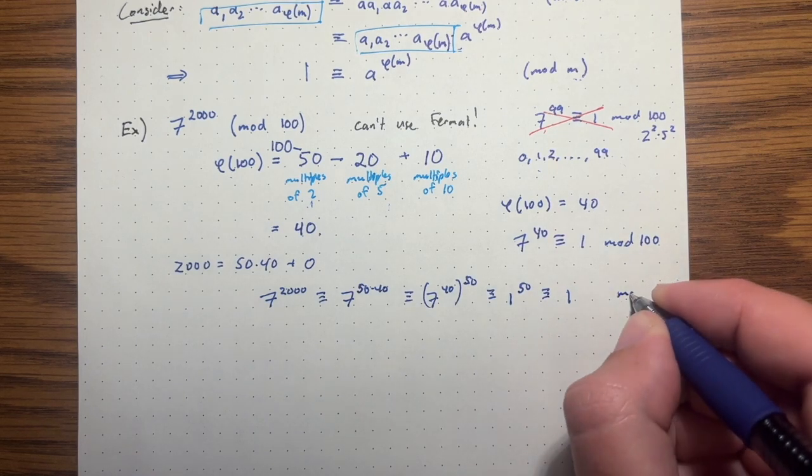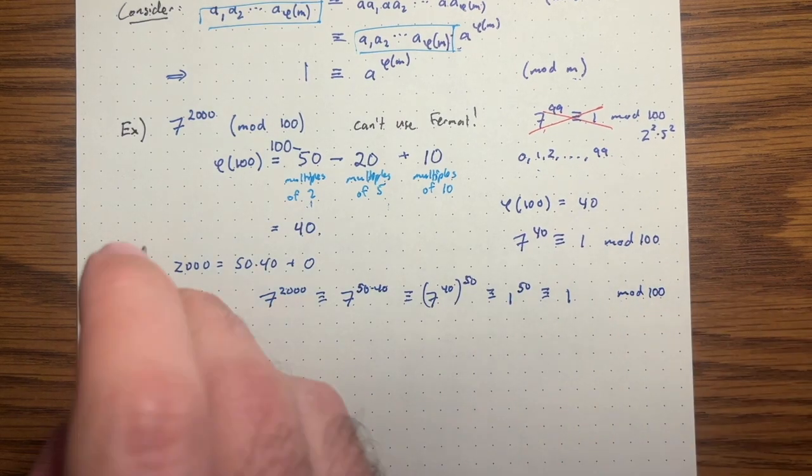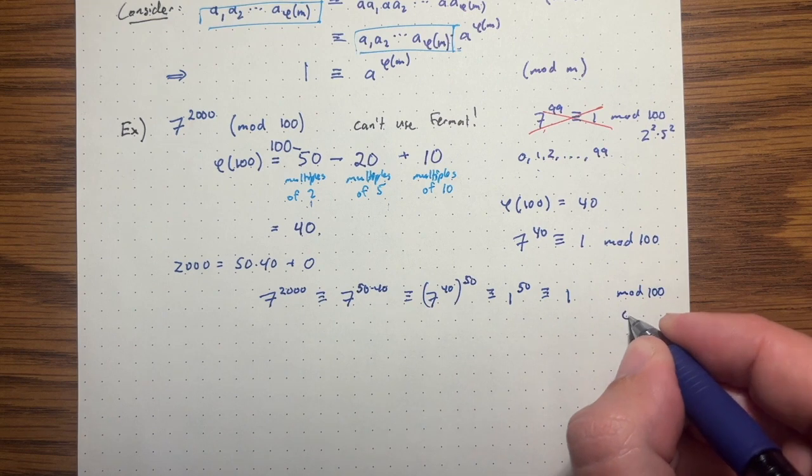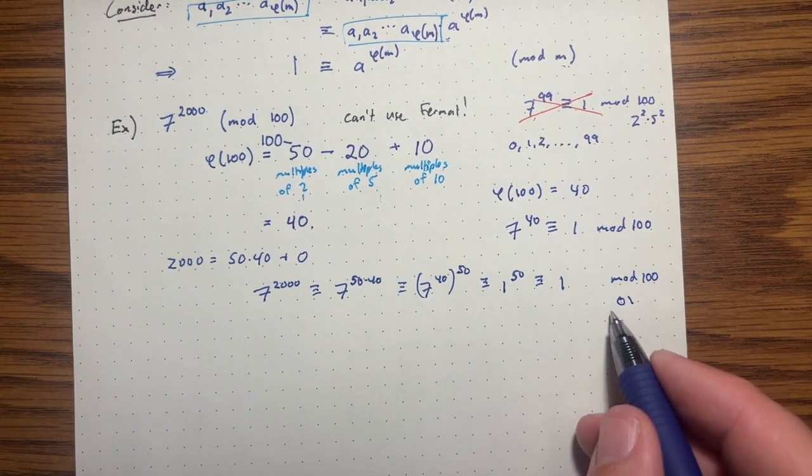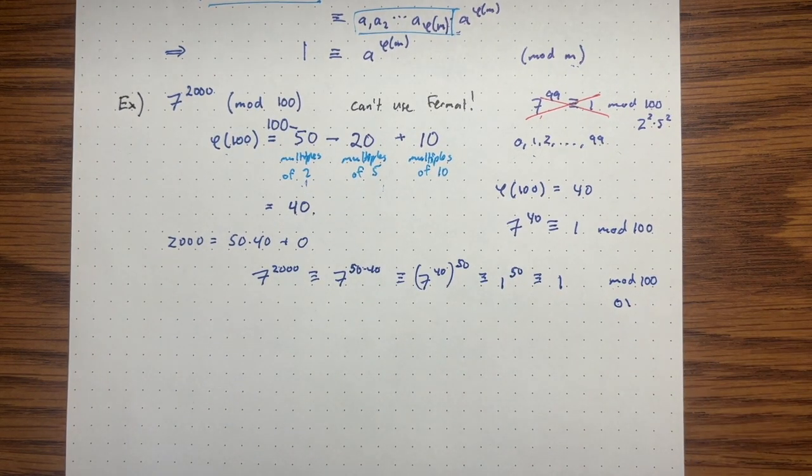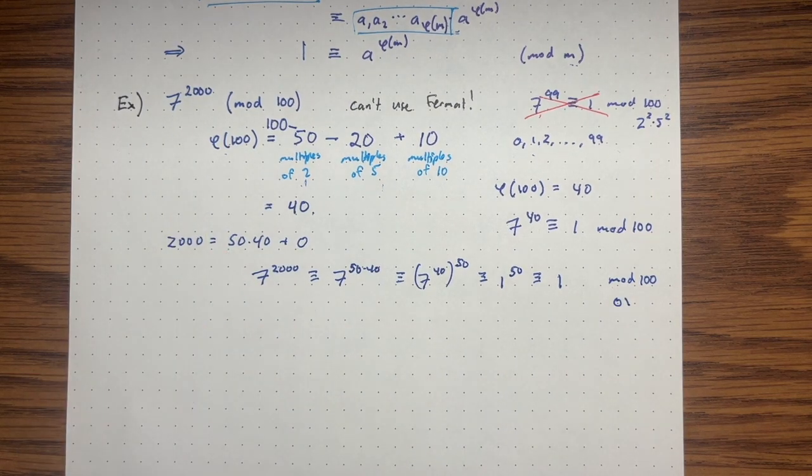Mod 100, it's 1 mod 100. That means the last two digits of this are going to be 0, 1. Right? It's 1 mod 100. So these are the last two digits of 7 to the 2000.